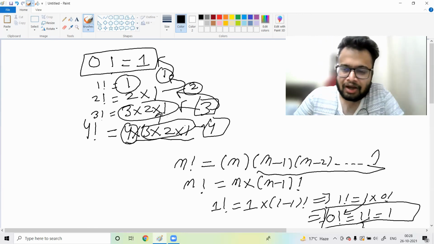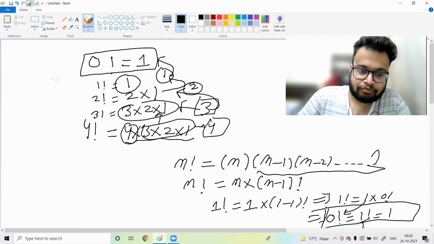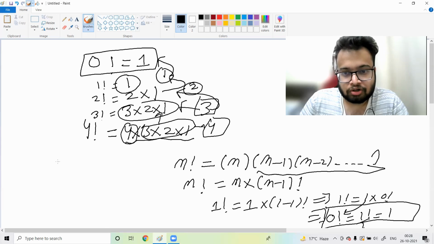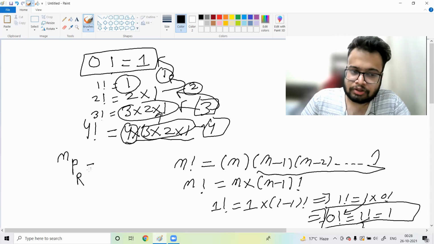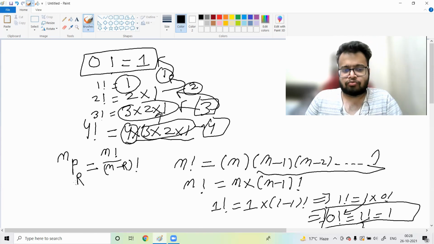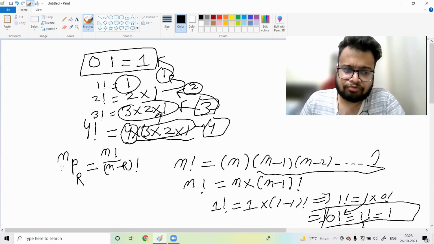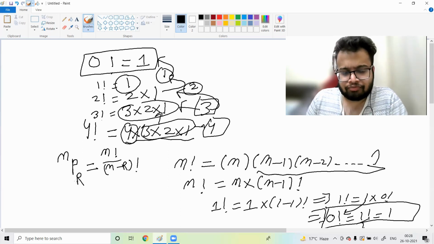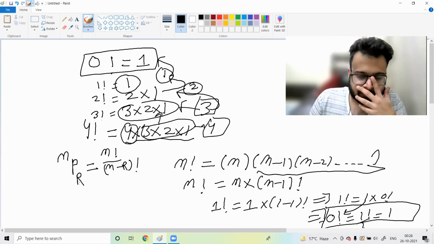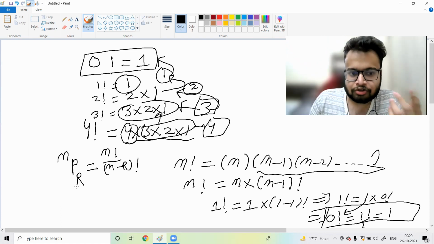And now I will give you one more, very interesting proof using the permutation formula, which is nPr. We know that nPr is equal to n factorial divided by (n minus r) factorial, right? So what does nPr signify? If we have n things, we have to pick r and then arrange them within themselves. So how many ways will there be?